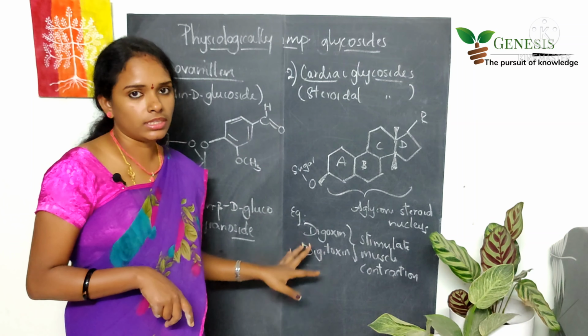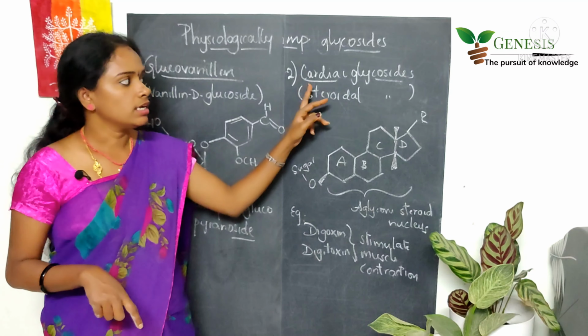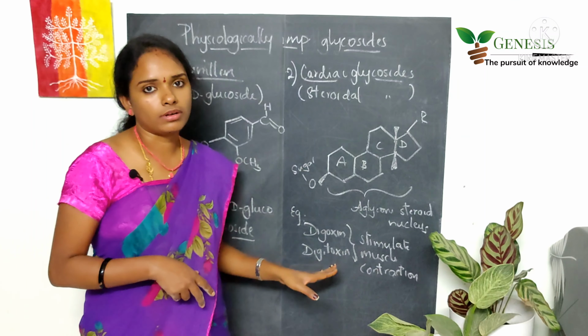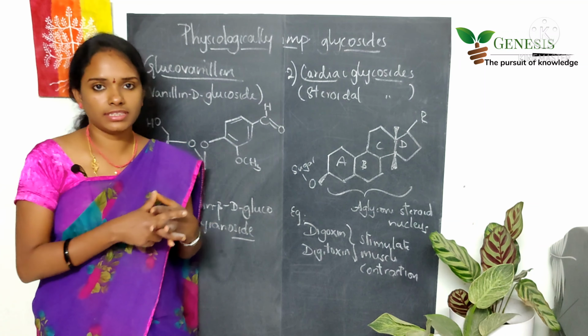Digoxin and digitoxin, these two are very important cardiac glycosides and they contain the same structure like cardiac glycosides, and they are very important because they stimulate muscle contraction. Let's see the remaining things.